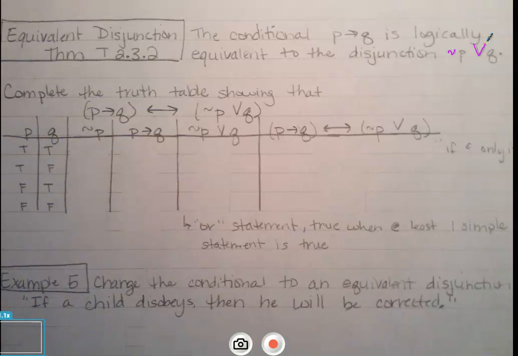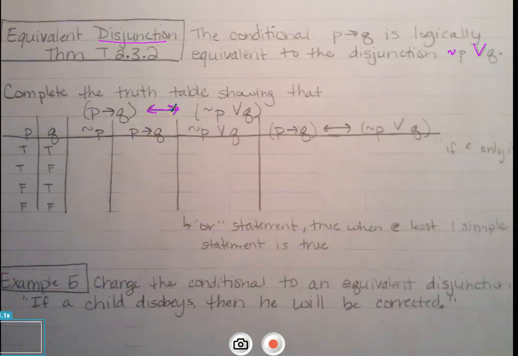But the equivalent disjunction, that's also helpful maybe, right? We should have looked there. And that's a disjunction. So the conditional, if P then Q, is logically equivalent to the disjunction not P or Q. Okay, so let's complete the truth table showing that these are biconditionals.